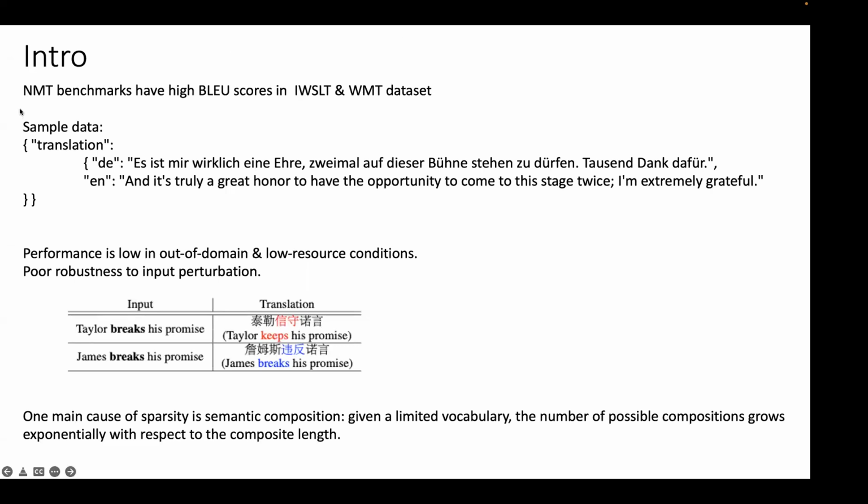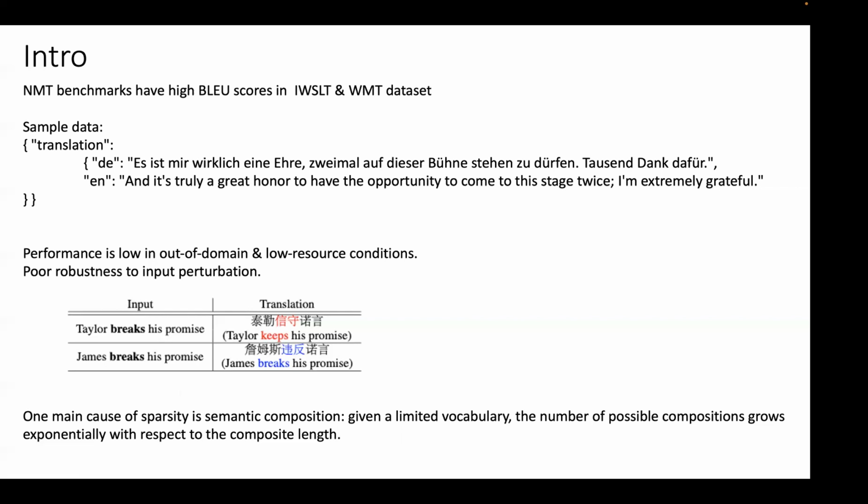So the problem is that NMT benchmark models have high BLEU scores on many data sets. For example, this is a sample data set, but the performance is low in out-of-domain and low-resource conditions. And the case they want to discuss is that even a benchmark model is not robust enough to input perturbation. So this is their first example of a web translator. So the performance is about the generation, right?